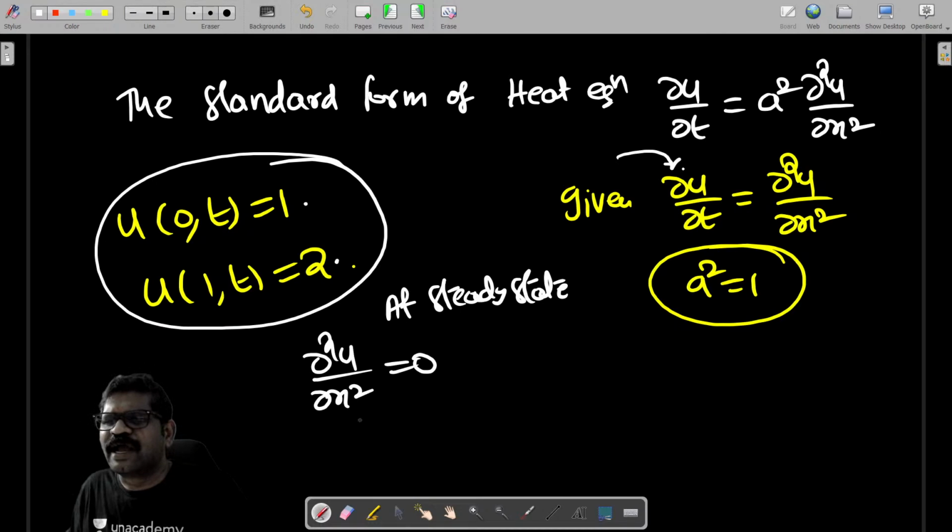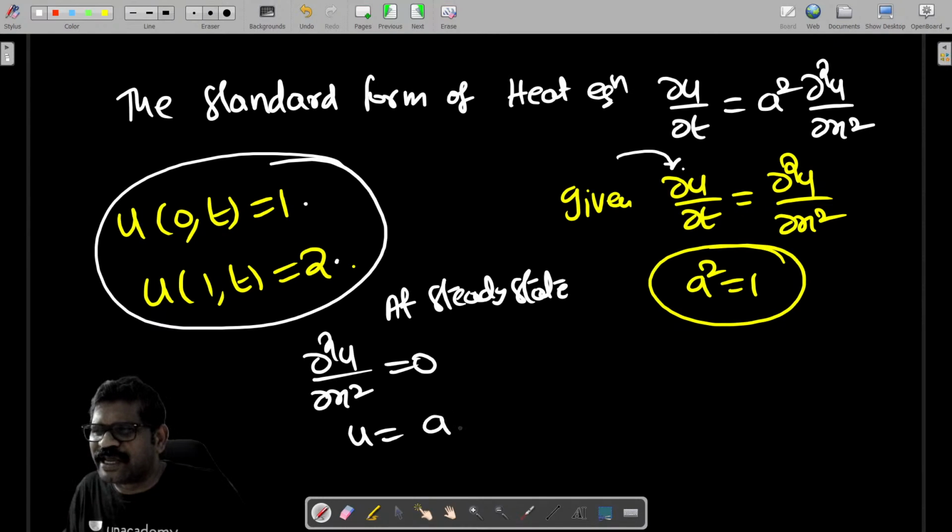That's why I have written ∂²u/∂x² = 0. Therefore, the auxiliary equation is m² = 0, so the roots are 0, 0. Therefore the complementary solution is u = a + bx, or c1 + c2x. You can write it as per your convenience.